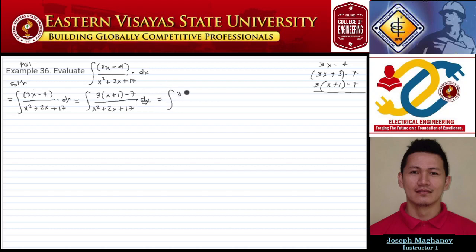integral 3 quantity x plus 1 all over x squared plus 2x plus 17 dx. Then our 7, maybe we can carry out 7 already as your positive real number. So our dx, we write our dx here over x squared plus 2x plus 17. Okay, we only distribute our denominator to our numerator.